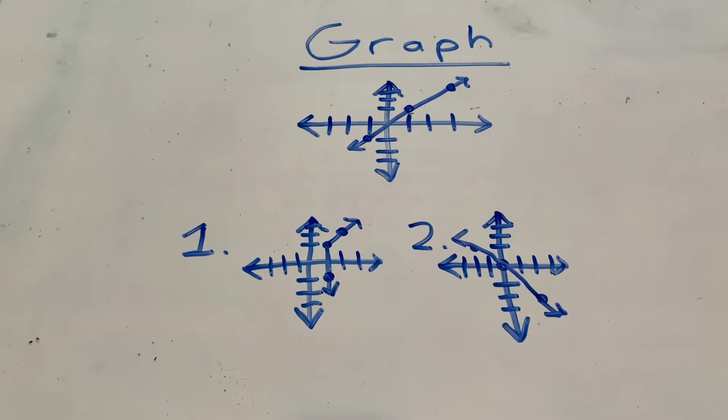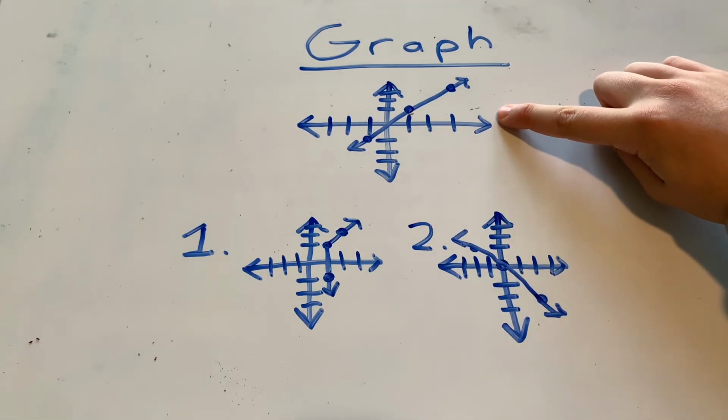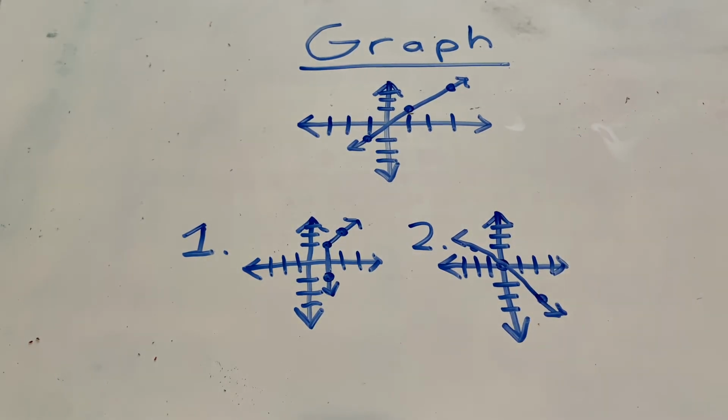The last way is just a graph with an equation represented on it. As we see in the example right here, this is a linear equation. If you don't know what a linear equation is, click in the top right of your screen and I have a video on linear equations. Okay, back to it. How you figure out is through the vertical line test.